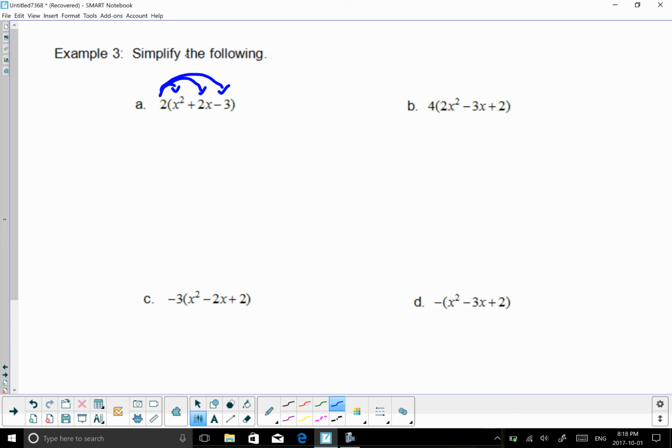Example 3, simplify the following. So simplify also means to expand and to simplify. So I'm going to do 2 times each term in the bracket, 2 times x squared. So 2 is positive, so I'm going to write plus 2 times 2x, and then plus 2 times negative 3.